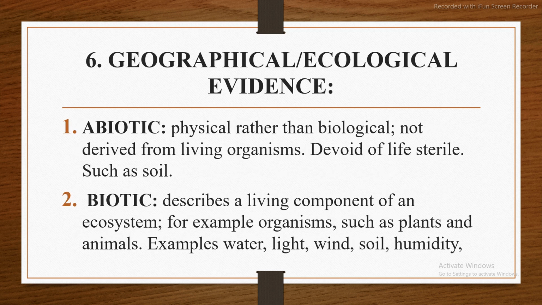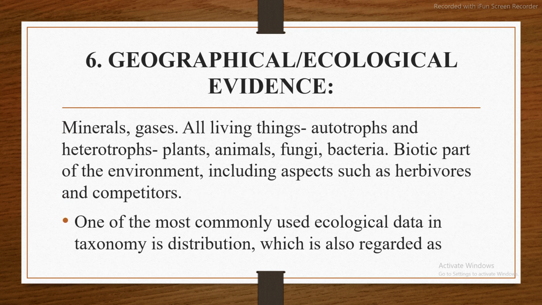First is abiotic. Abiotic, as we know, is physical rather than biological, not derived from living organisms, and it is devoid of life, sterile, such as the soil. So next is biotic. Biotic describes a living component of ecosystem. For example, organisms such as the plants and animals. Other examples include water, light, wind, soil, humidity, minerals, gases, and all the living things like autotrophs and heterotrophs, which include plants, animals, fungi, bacteria. Biotic components of the environment include aspects such as herbivores and competitors.